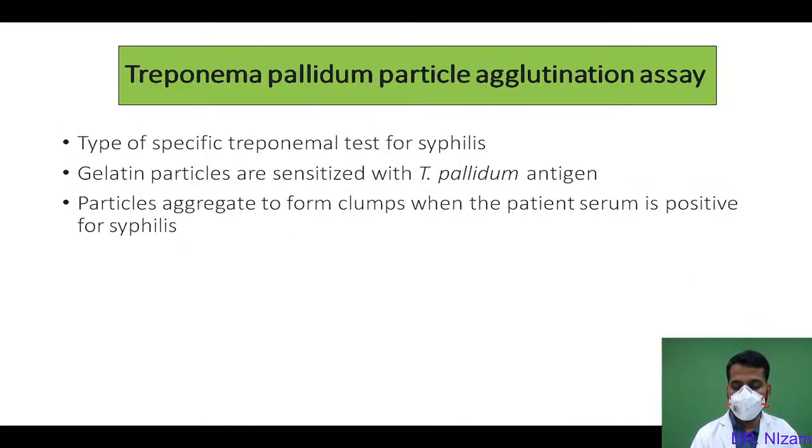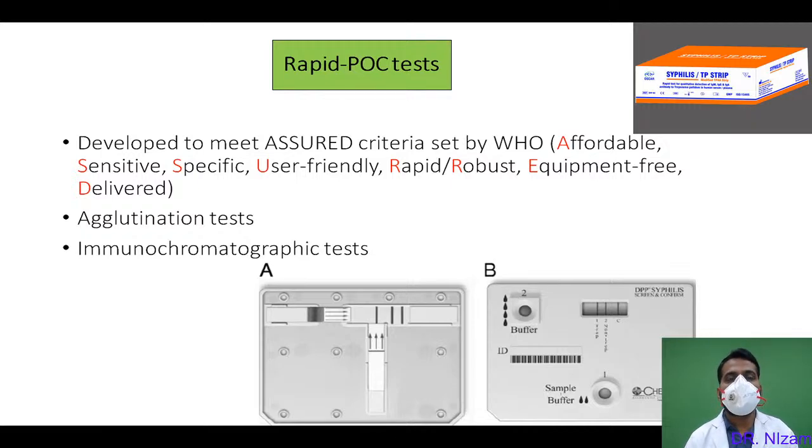Then coming to the rapid point of care test. With the resurgence of syphilis, it is very hard to reach high prevalence individuals like commercial sex workers, MSMs and pregnant women. So in that scenario, we need something which is very rapid, affordable and cheap. So they have developed a rapid point of care test which should meet the ASSURED criteria set by the WHO, that is affordable, sensitive, specific, user-friendly, rapid and robust, equipment-free, and delivered.